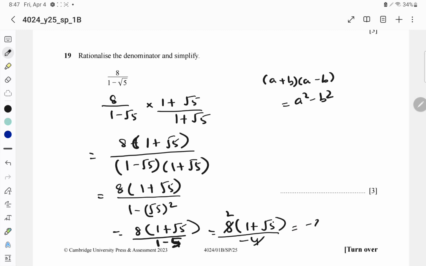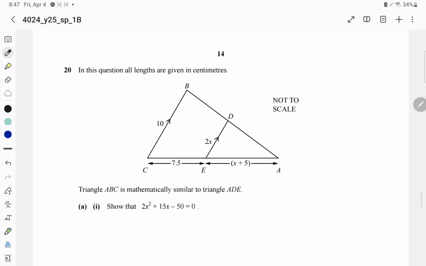So 8 times 1 plus square root 5 over 1 minus 5, which is minus 4. Okay, minus 2 times 1 plus square root 5, or you can write down minus 2 minus 2 square root 5, whatever you want you can write down. Both answers are correct. Come to question number 20.